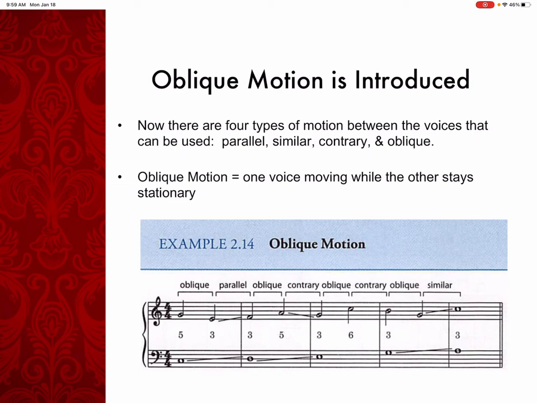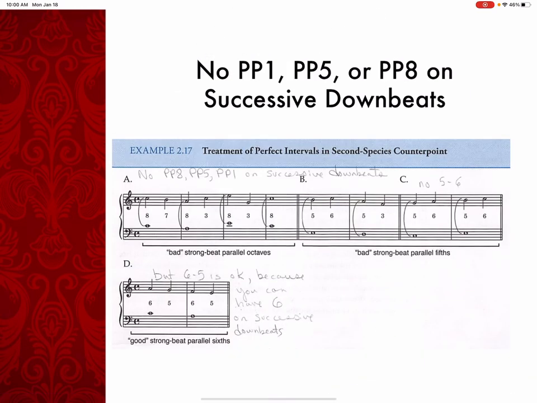So this comes out of the Lates textbook as well. So we have a 5, that's oblique down to the 3. Now they both move up, so this is parallel, oblique, there's contrary, oblique, contrary, oblique, similar. Now this is not the end of the exercise because it didn't end on do, so we're just probably looking at the first 5 bars of an exercise.